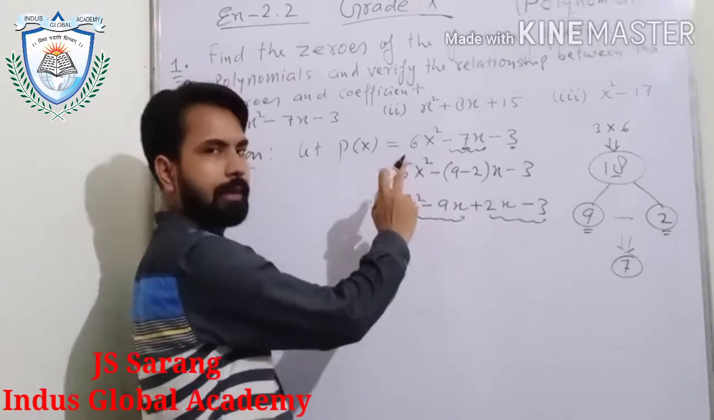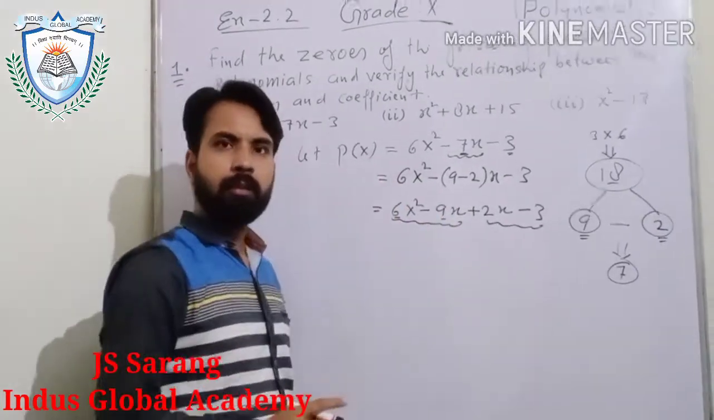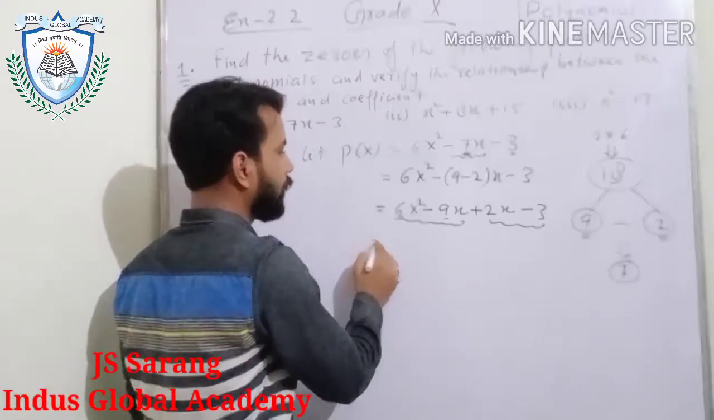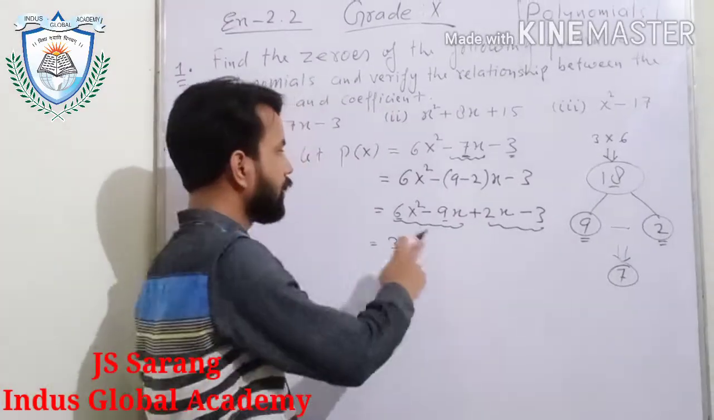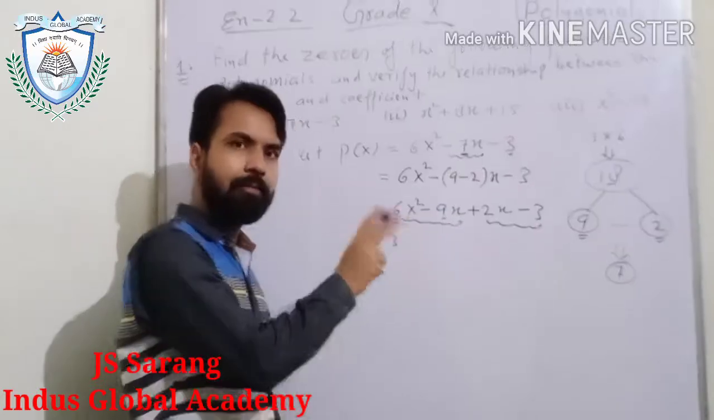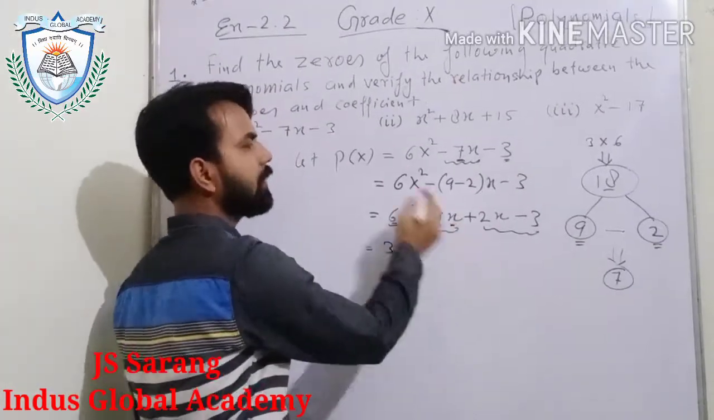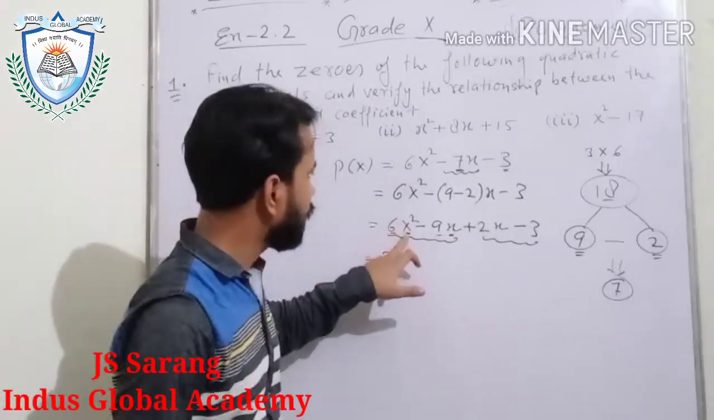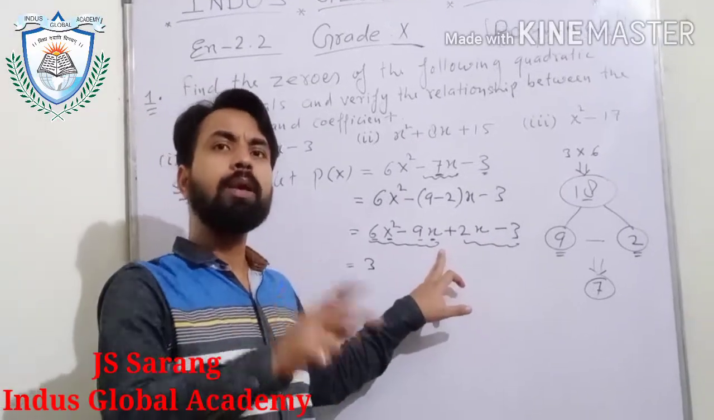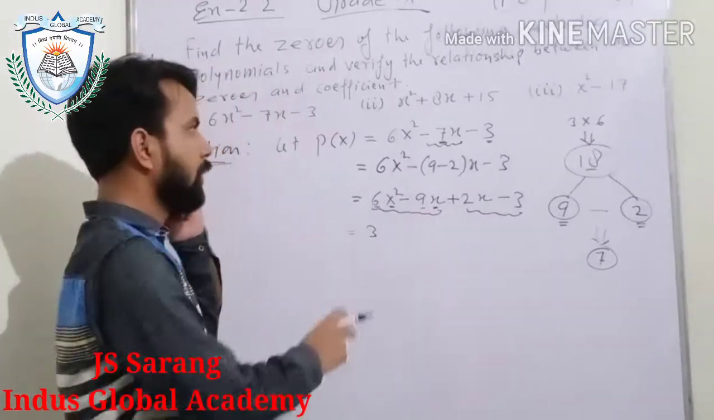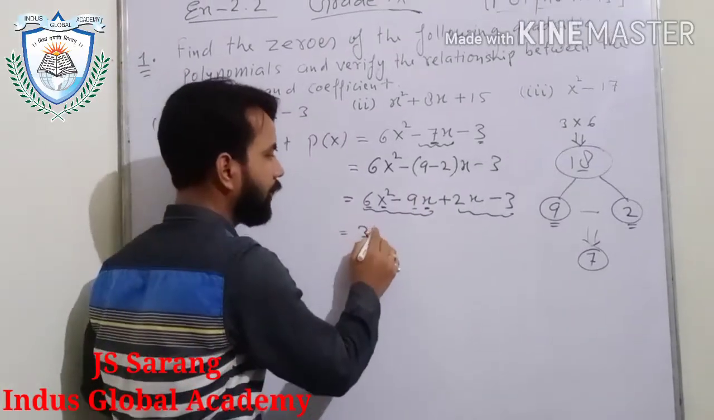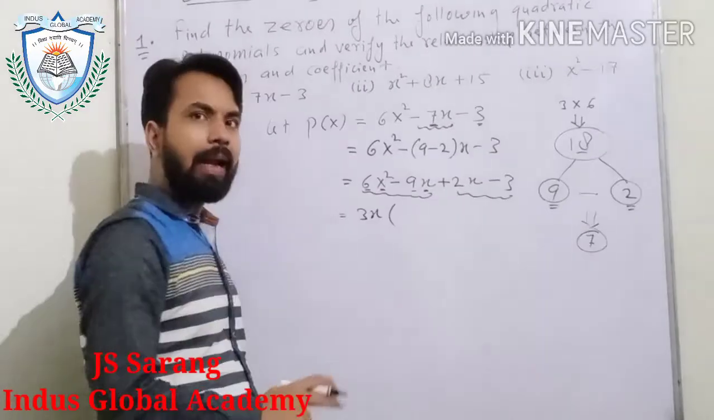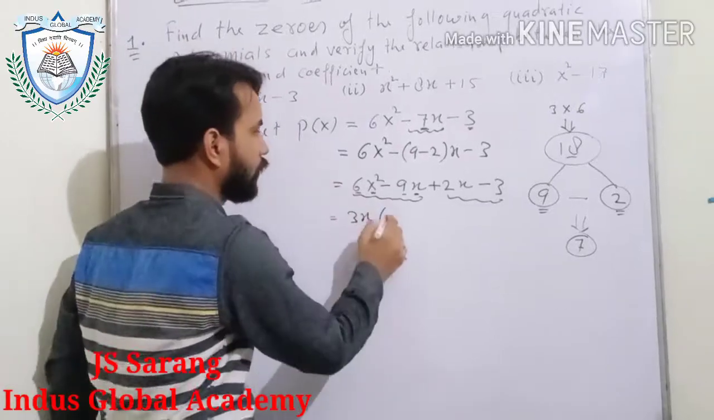6x square minus 9x. So 6 and 9, both numbers will come in the table of 3, or not? Yes. So 3 can be common because 3 is a factor of 6 and 9 both. Now this is x square and this is x. I told you, you know very well, if the same variables are here, then the lowest power we can take common. So x is here, this is x square, so x will be common. So what is left? In the table of 3, 6 will come at which place? 3 2s are 6, so 2 is left.